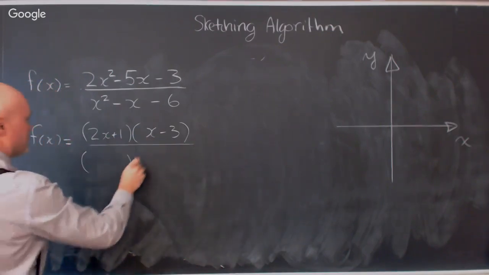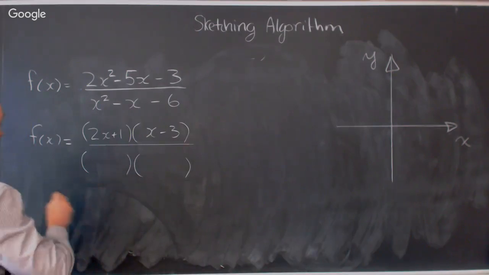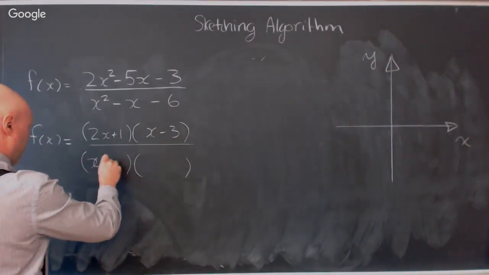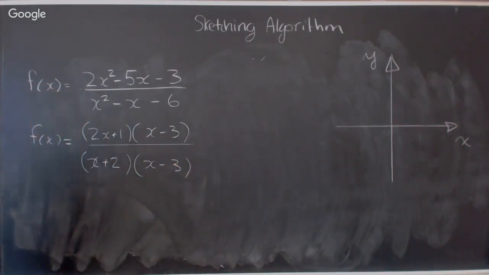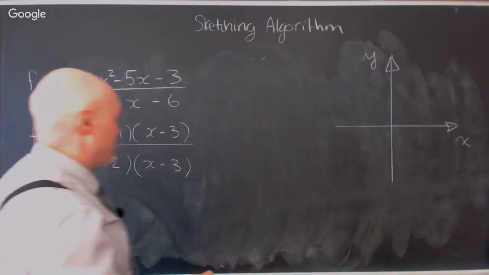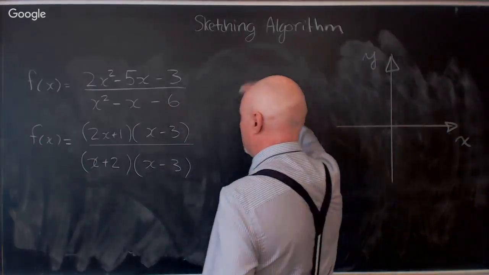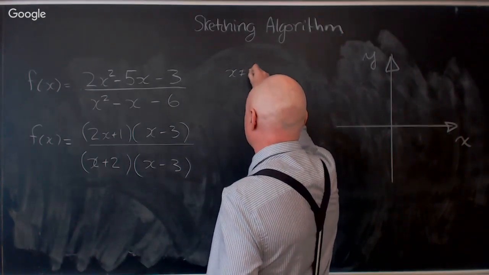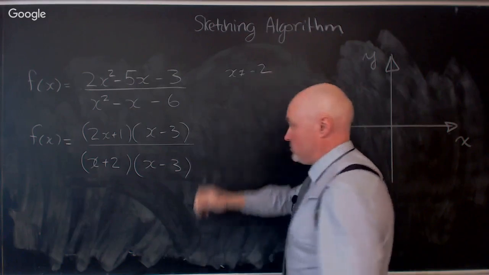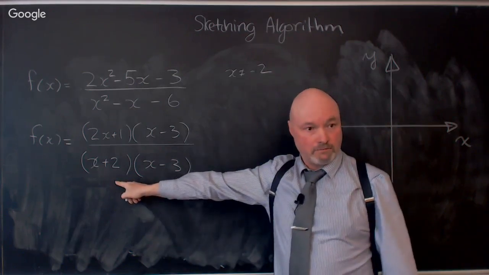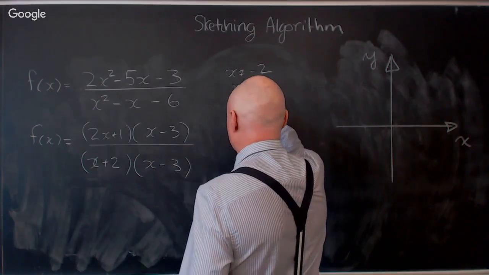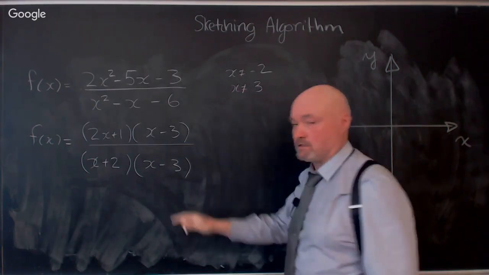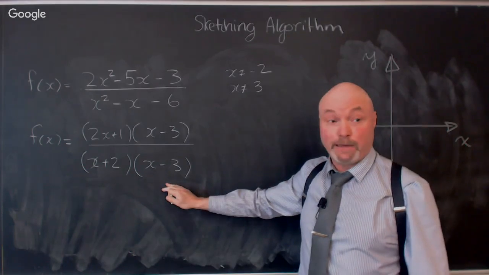so this is going to be x plus 2, and this is going to be x minus 3. And isn't that nice? Okay, so we have some domain restrictions here. x cannot be equal to -2, because that makes the bottom equal to 0, and that's just bad. And x cannot be equal to +3, because that makes the bottom 0, and that's just bad.